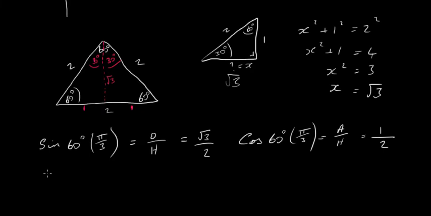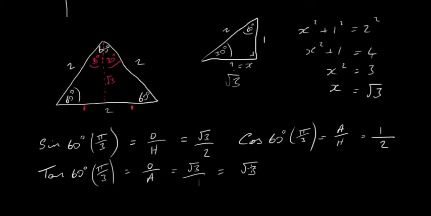And the tan then, we might as well do that one as well. So the tangent, or the tan of 60 degrees, or pi over 3, is the opposite over the adjacent. So the opposite, here's our 60 degrees, the opposite is root 3, and the adjacent is 1, so it's just root 3 over 1, so it's just simply root 3. So the tan of 60 degrees is root 3.